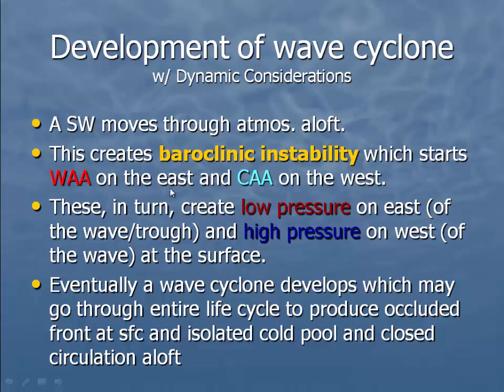on the west side. So we start a baroclinic atmosphere by having warm air advection in the east and cold air advection in the west. These in turn create areas of low pressure on the east side near the warm air advection, and high pressure on the west side of the cold air advection at the surface. Eventually, we will get to maturity as the wave cyclone develops, going through its entire life cycle, finally occluding from the surface, and we create a cold pool and closed circulation aloft.